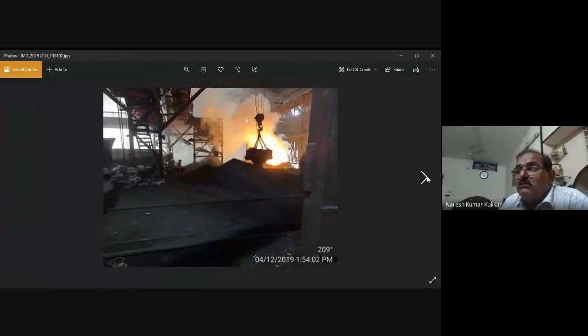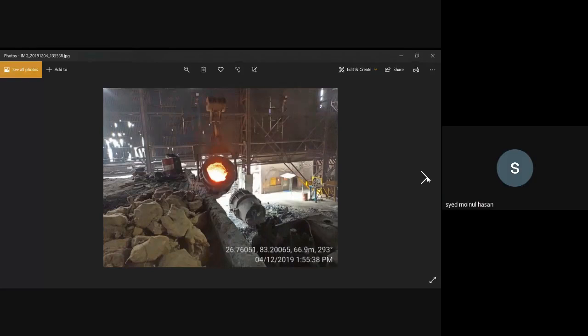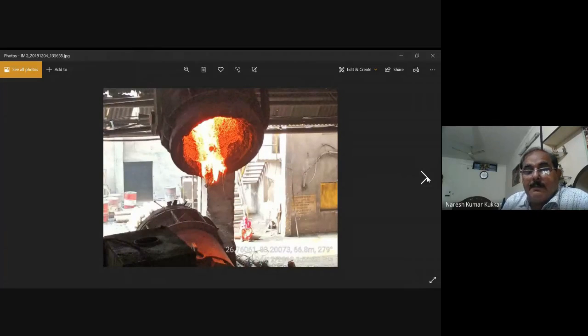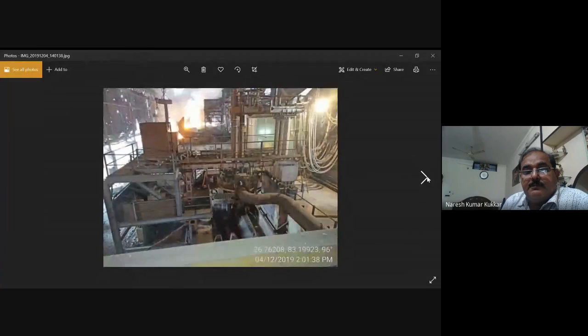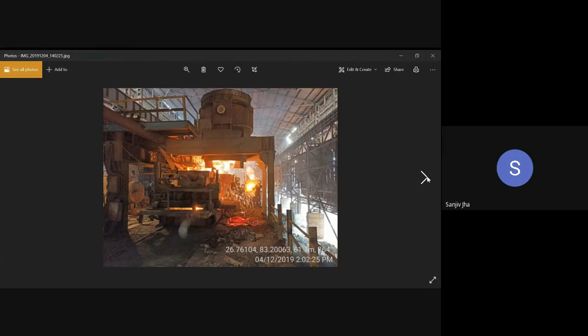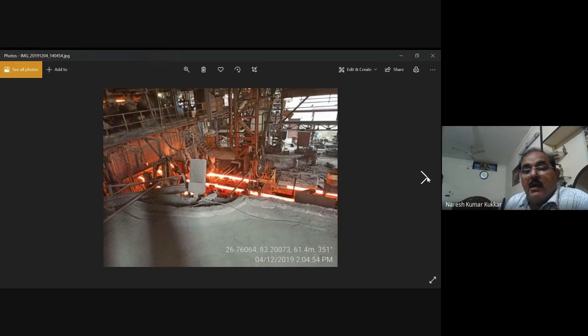You must have one or two pictures with the plant so that your presence can be checked. It's a furnace. Holding hot metal, a crucible. See. What is this? Hot metal being carried, probably to the steel melting shop or maybe a blast furnace.